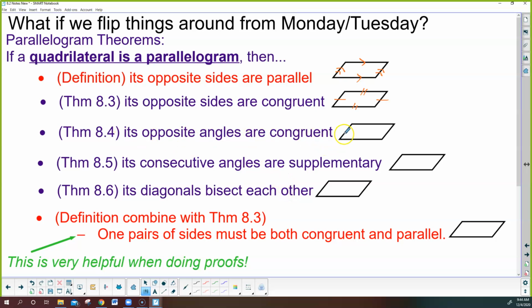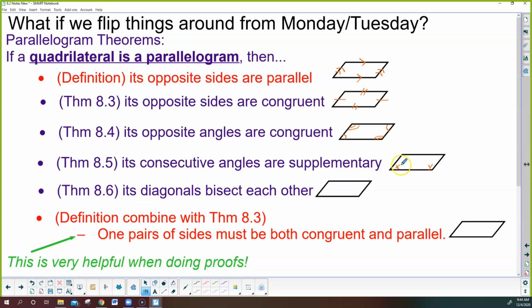Opposite angles have to be congruent. So I also know that the angles across from one another are congruent. Okay. And then the one that a lot of students kind of forget about is the consecutive angles are supplementary, which means if I talk about consecutive angles, the word consecutive means kind of right in an order.